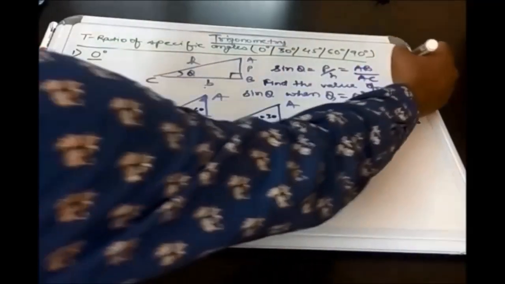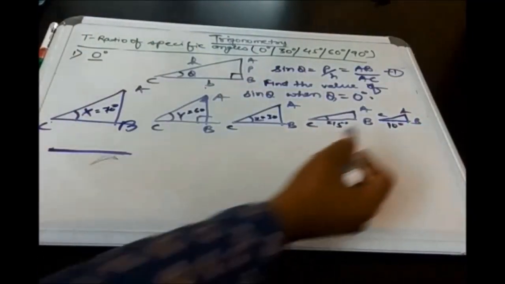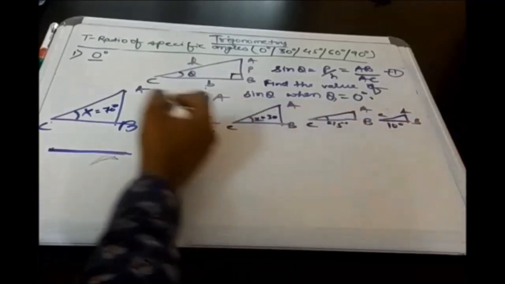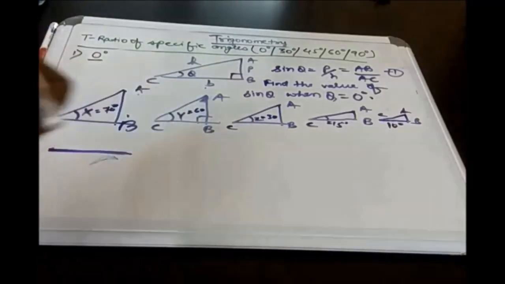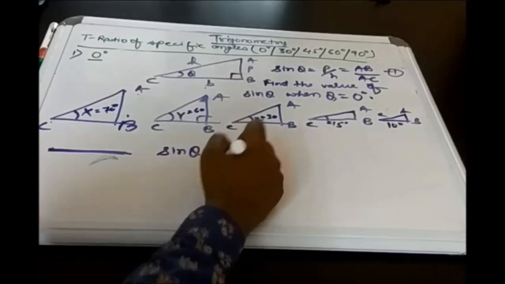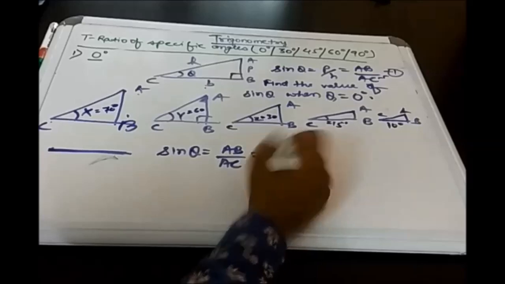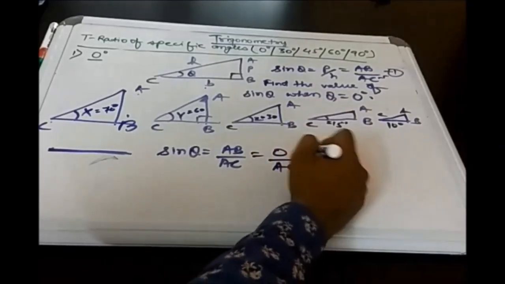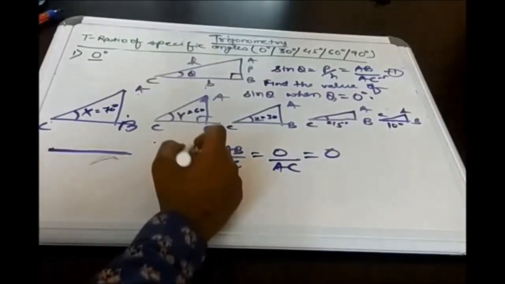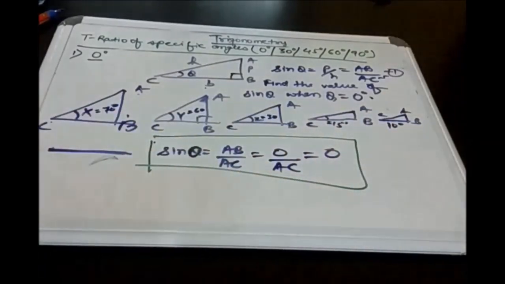Now here we saw the value of sine theta. Sine theta was AB by AC, but when AC and BC have coincided, the length of AB will become 0. So sine theta, that is AB by AC: AB has become 0, AC will remain some length, whatever it is. So 0 by AC will be 0. So we have just now derived the value of sine 0, that is 0.